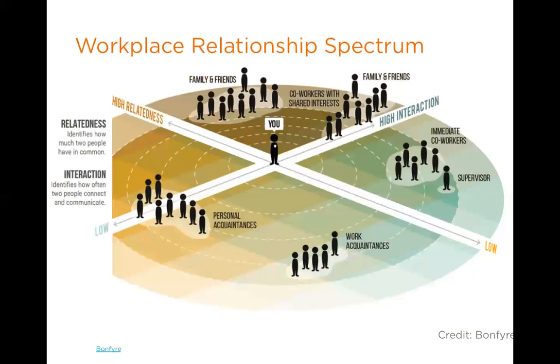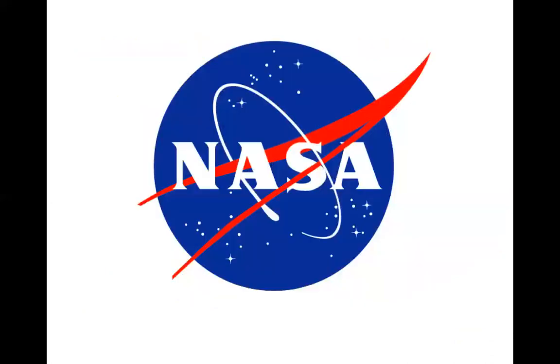Finally, in the very back quadrant, we have high relatedness and high interaction. This is where your family and friends might fall, and coworkers with shared interests. Again, this is where we want to focus when it comes to building a relationship-centric workplace. If we have individuals who have high interaction with us, so we connect and communicate with them on a regular basis, and we also find out that we have a lot in common with them, our relationship is likely to be more positive and stronger than it would be otherwise.